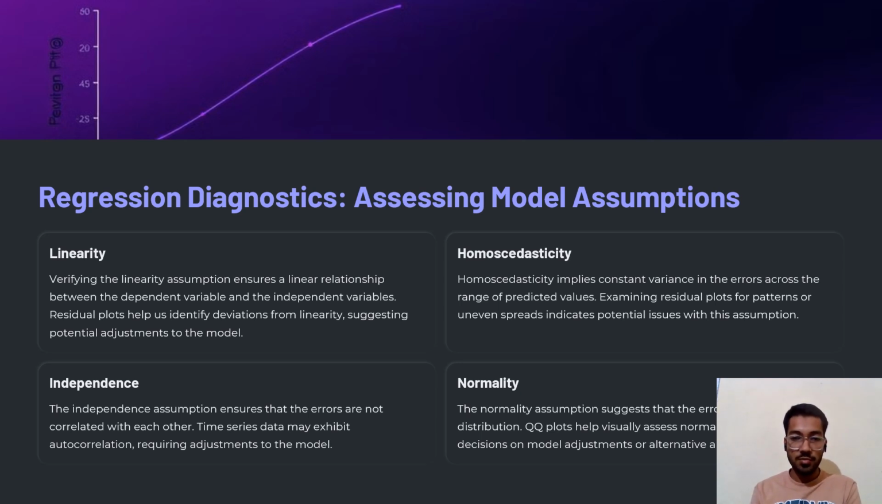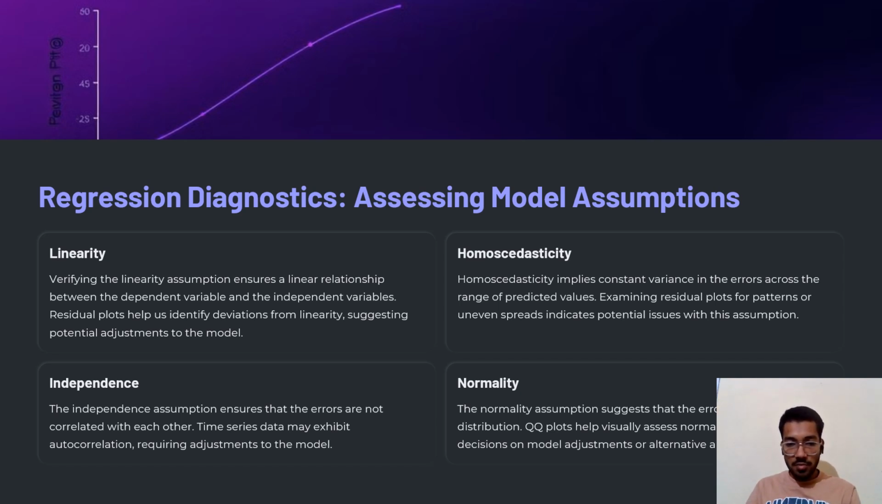Then comes homoscedasticity. Homoscedasticity implies constant variance in the errors across the range of predicted values. Examining residual plots for patterns and uneven spreads indicates potential issues with this assumption. Independence. The independence assumption ensures that the errors are not correlated with each other. Time series data may exhibit autocorrelation, requiring adjustment to the model.